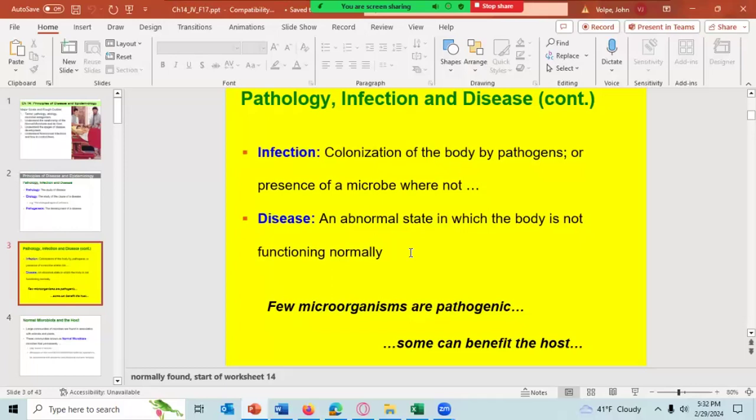When we're talking about disease and microorganisms, you should realize that very few microorganisms are pathogenic. Very few microbes cause disease. Some can even benefit the host, especially those that are part of the host's normal microbiota. Any questions about any of that?